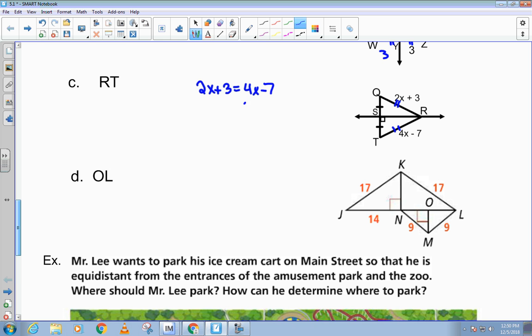So subtract 2X from both sides, add 7 to both sides. So that gives me 10 equals 2X. Divide both sides by 2, and X is 5. Is that my answer? No, I need RT, so I have to go back and plug in. I have to do 4 times 5 minus 7. So that's 20 minus 7, which is 13.